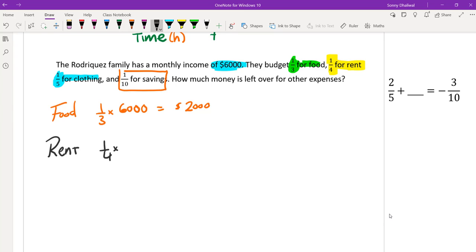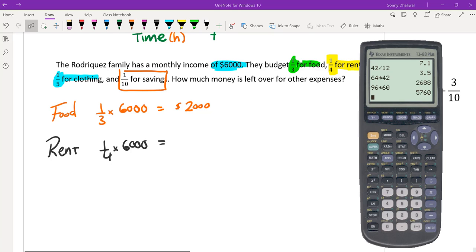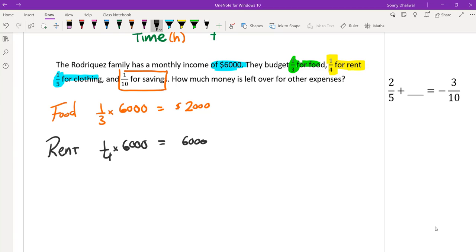Okay, rent. A quarter of their $6,000 goes towards rent. So $6,000 divided by 4. That should be a nice round number. I thought you were multiplying. Oh, yeah. You can multiply by a quarter, or you can think of this as if you multiply the tops together, you end up with 6,000 over 4. Then you have to divide. So in this case, you end up dividing.